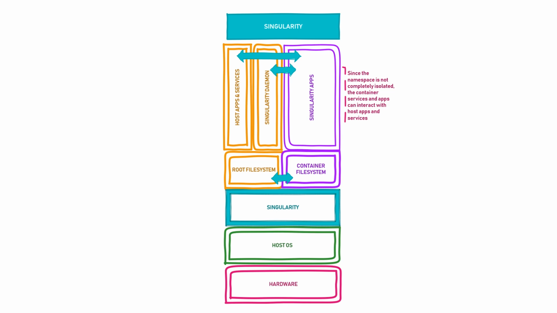In opposition to Docker, another popular container service, Singularity does not require root privilege to run, and also does not completely isolate the host namespace from the container namespace. On the contrary, Singularity allows the host processes and container processes to interact with each other. Furthermore, Singularity container can also access the root file system.